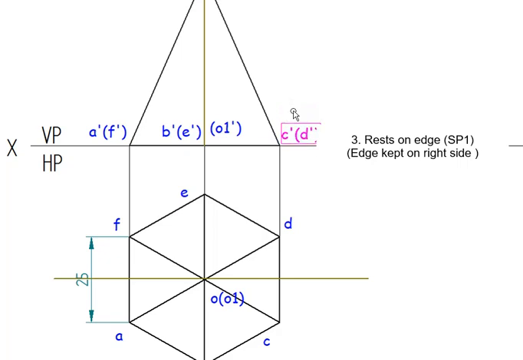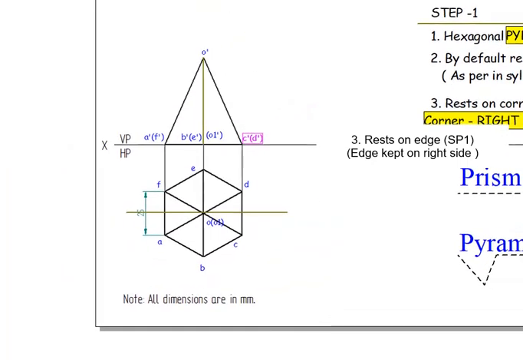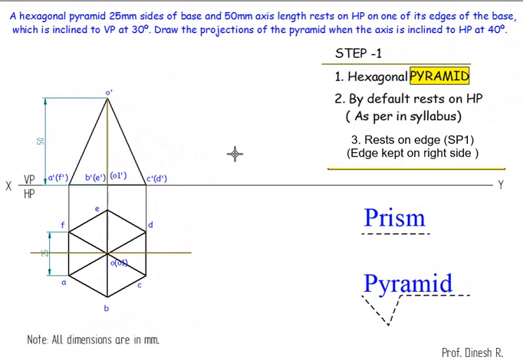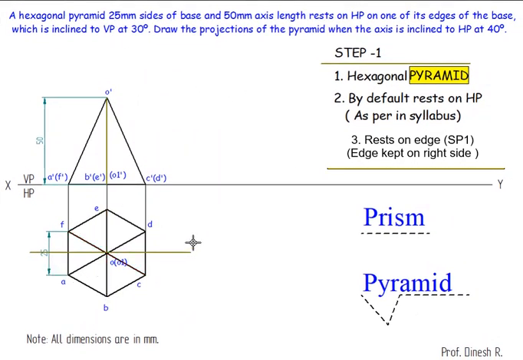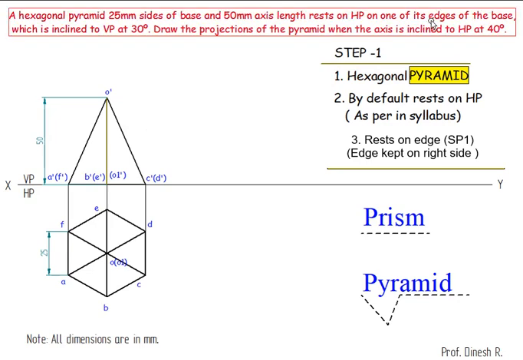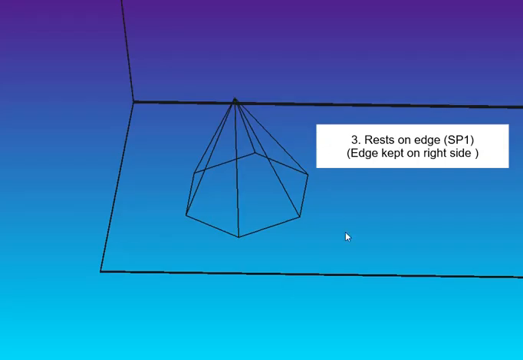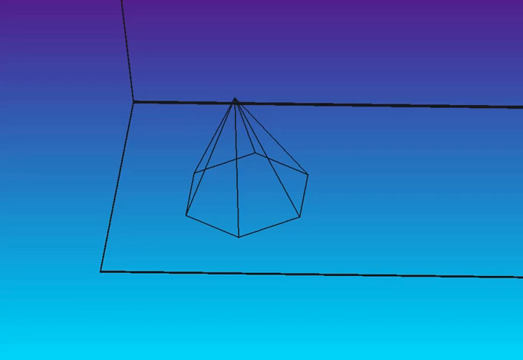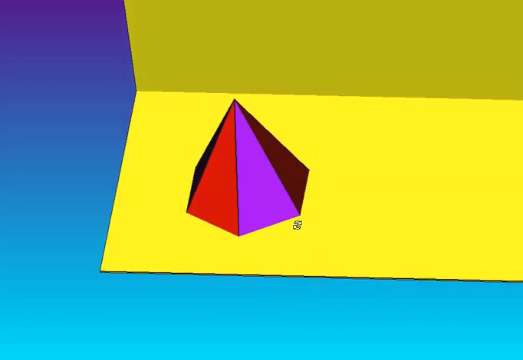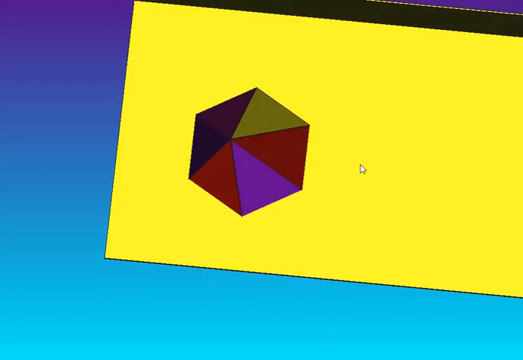So as soon as we're going to create the solid, the first thing is we need to give its dimensions. So this is the 25 side, so this is just the reference. I'm going to remove this. So this is going to be 25, axis length is 50. So it is resting on one of the edges of the base, which is nothing but DC. So now I'll just make this one.